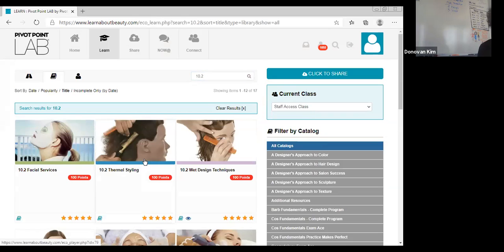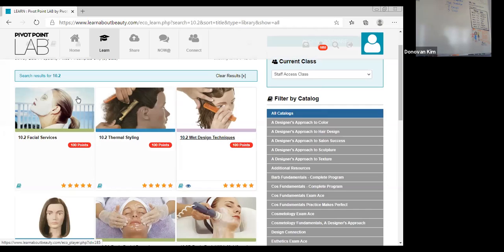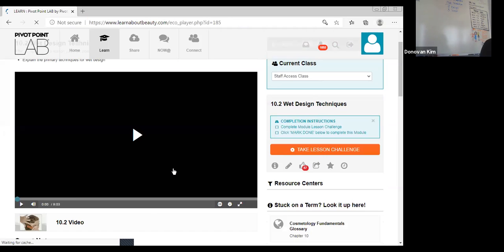This is going to be wet design techniques. So we learned the different tools that we must use, our liquid tools, our handheld tools, the different components of a curl. And now we are going to go into our wet design. Oh, finger waves are in here. How cool.